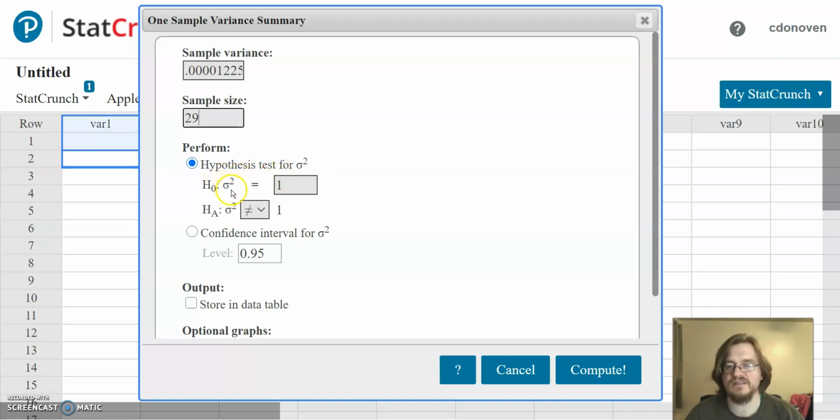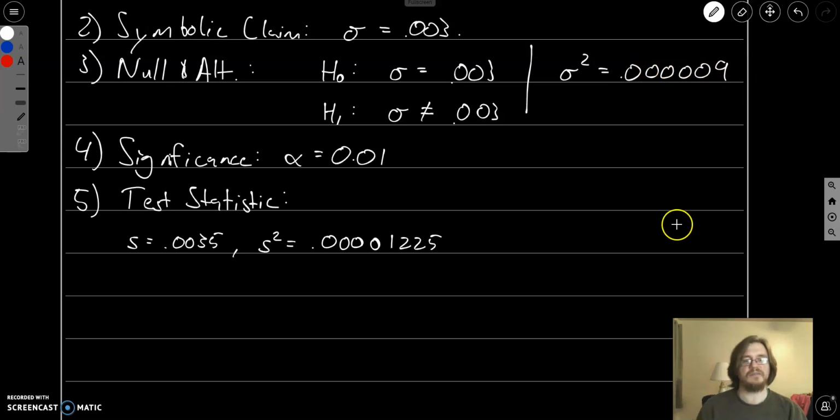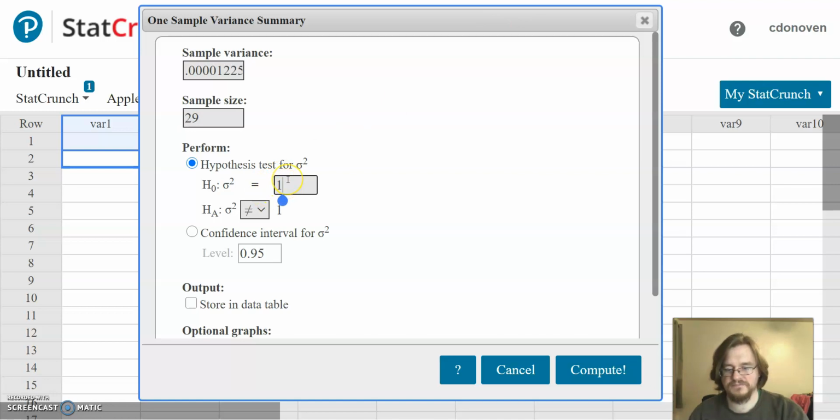So the null hypothesis is saying that the variance, the standard deviation squared, is going to be equal to what? Well, up here, we have our null hypothesis is the standard deviation equal to this, but StatCrunch doesn't want standard deviation, it wants it squared. So if we put this into a calculator and square it, we'll get 0.000009. So 5 zeros and a 9. So let's type that in. And our alternative hypothesis is just that the variance is just not equal to this number. And that's everything.